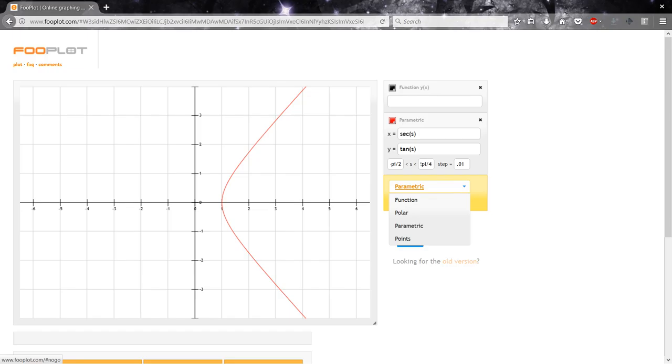When we go and do polar, you're going to pick, obviously, the polar right there, and then use r's and thetas. And I think you have to spell theta in here. But for parametric, we use a letter t. Fooplot just defaults to s. s is the other most common letter that they use for parametrics. All right, so this is our curve.